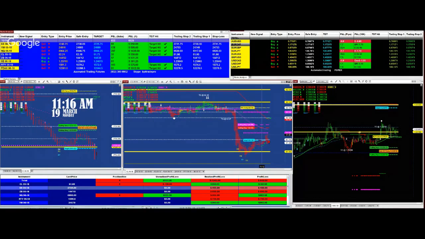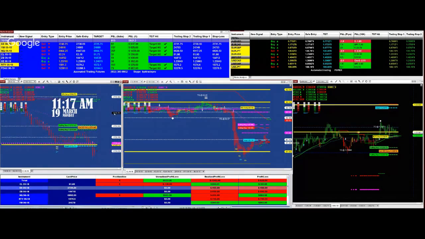And look at this pullback on the ES from 22.75 hit back to 25.50 on the same bar. This can be very, very nasty to a trader who is getting in with a tight stop loss, because he would have been stopped out on this one here.